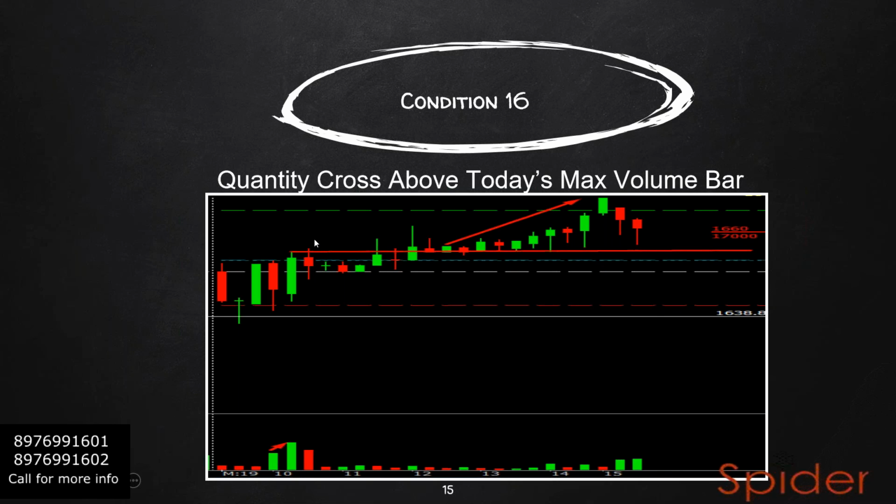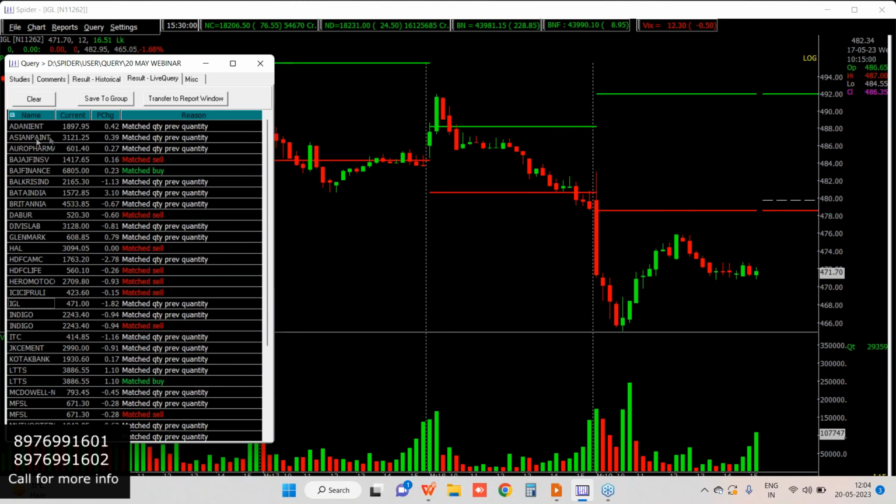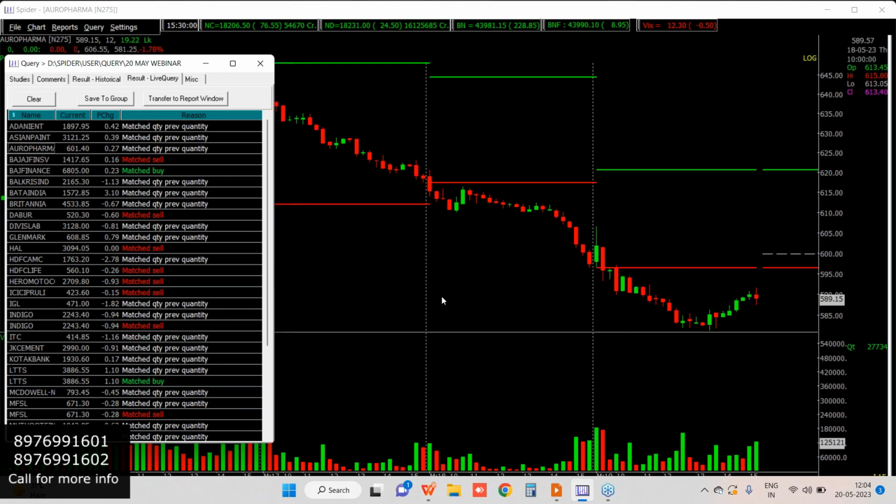So again, a condition like this you can also add. This is quantity cross above today's maximum volume bar. Currently, I only have the results for the 9:15 candle, but you can backtest this one. Even this works really well, the same way as the previous day's maximum volume bar, the white one that we saw over here with all these stocks. Even this works the same way, just that this is for the previous day and that one is for the current day. So you can expect to trade using these three main conditions.